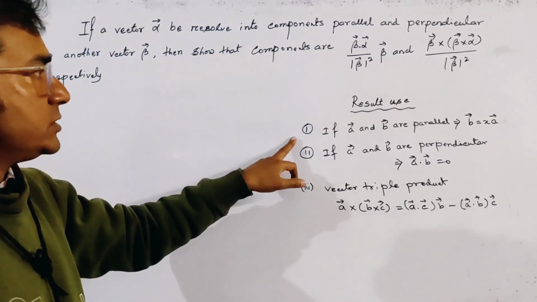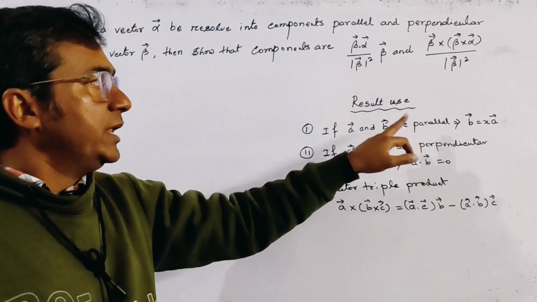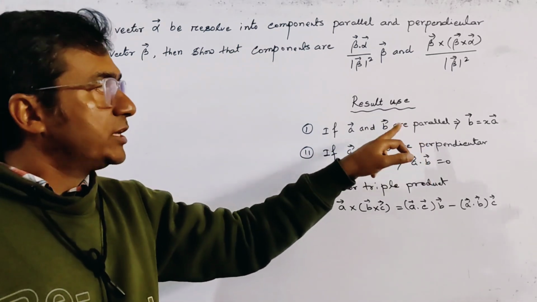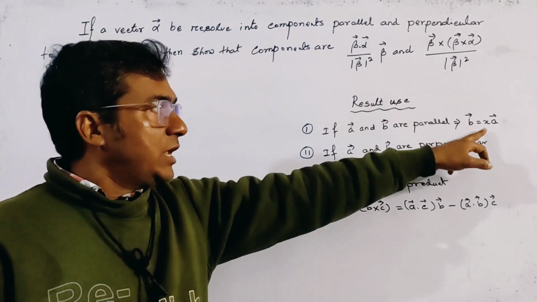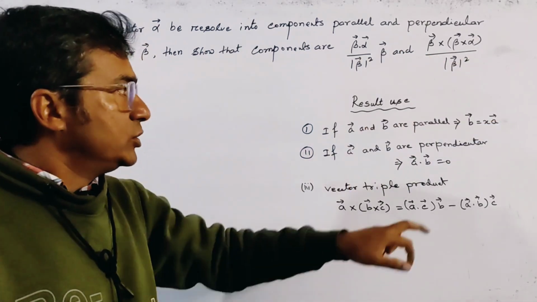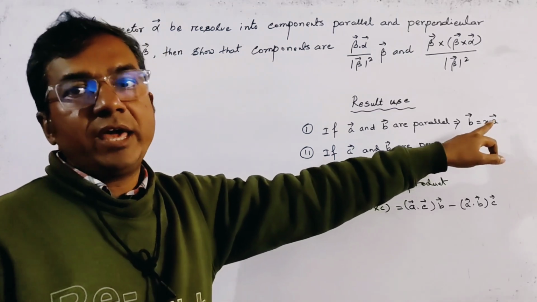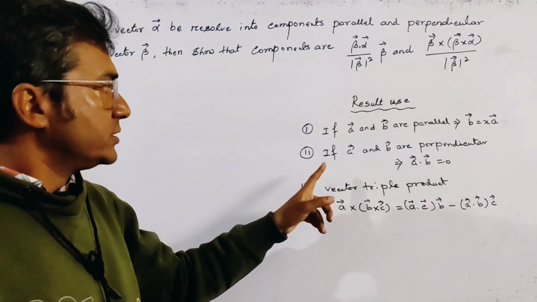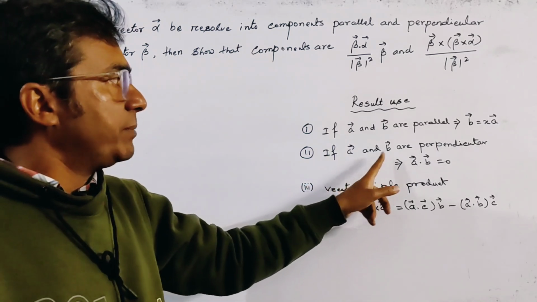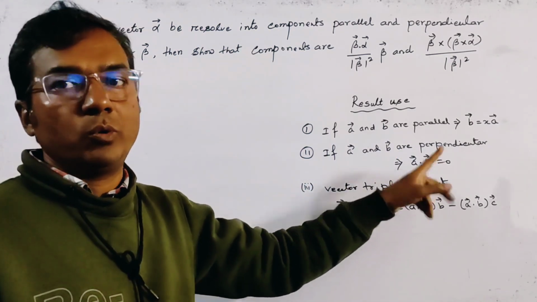The first one: we know that if two vectors a and b are parallel, then any one of them can be expressed as the scalar multiple of the other. So we write b equals x times a, where x is a scalar. The second one: if a and b are perpendicular, then the scalar product, or dot product, is 0.